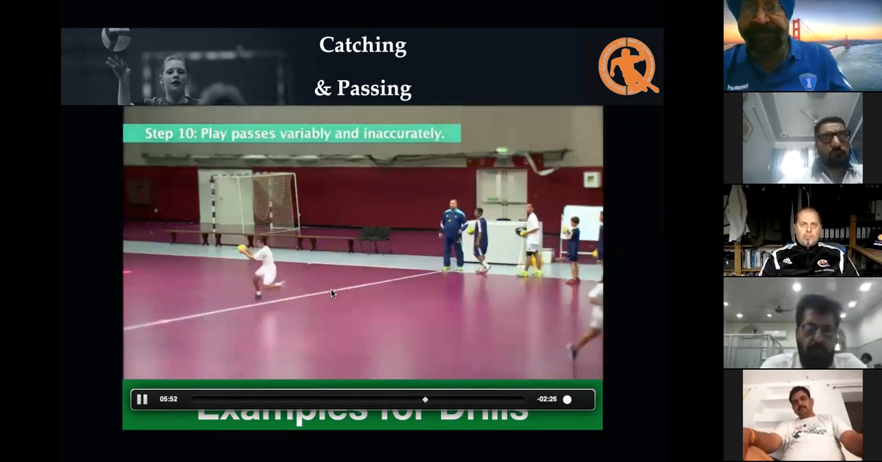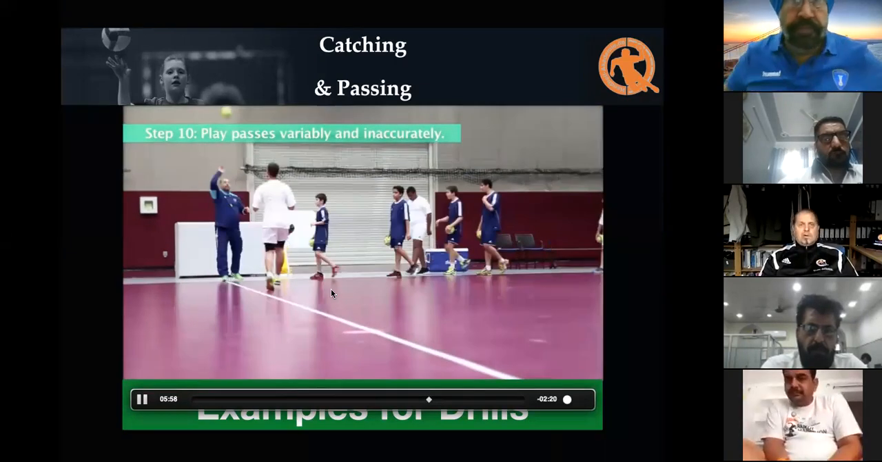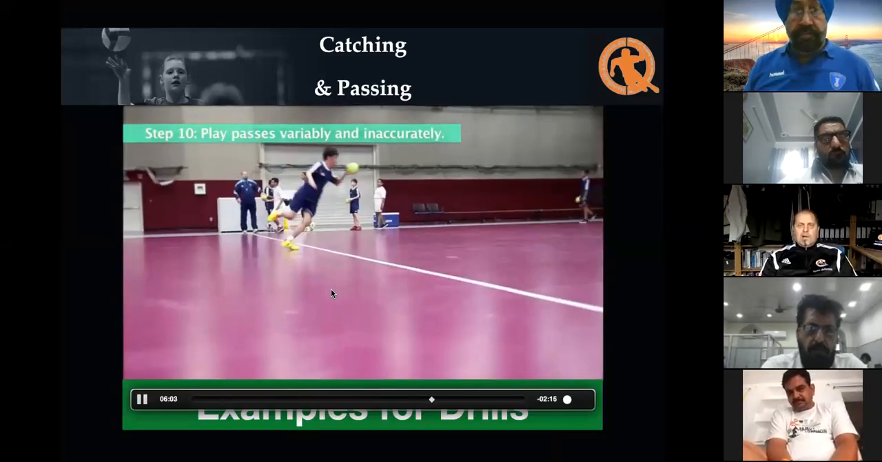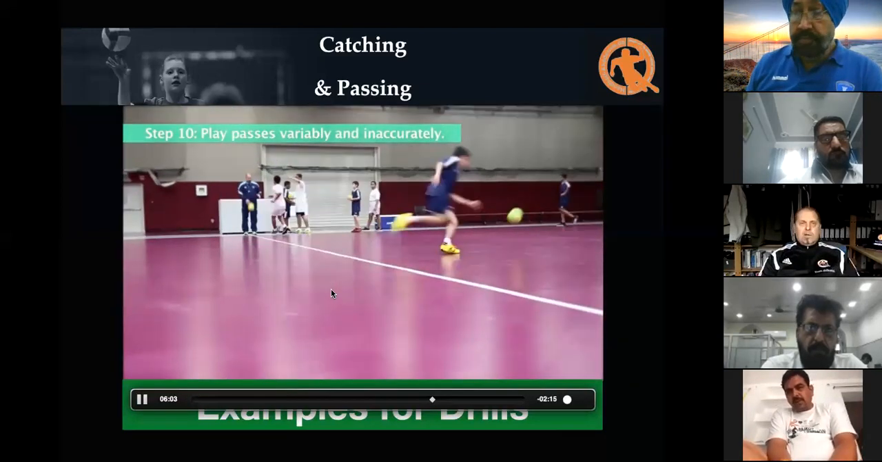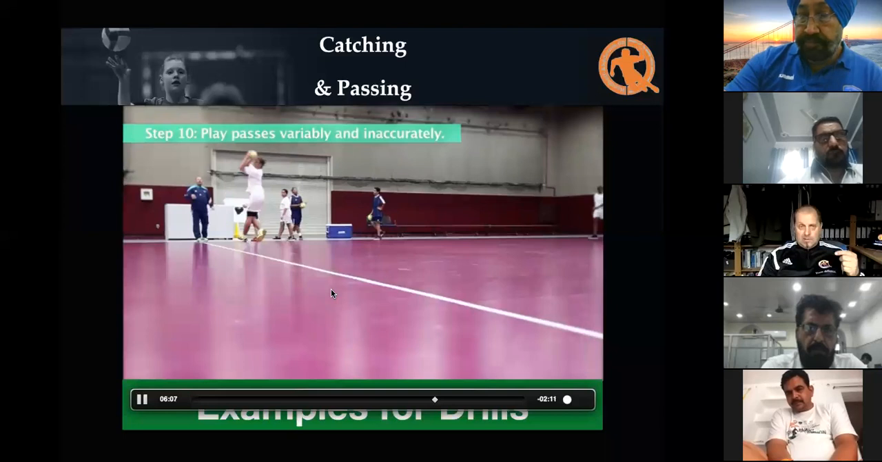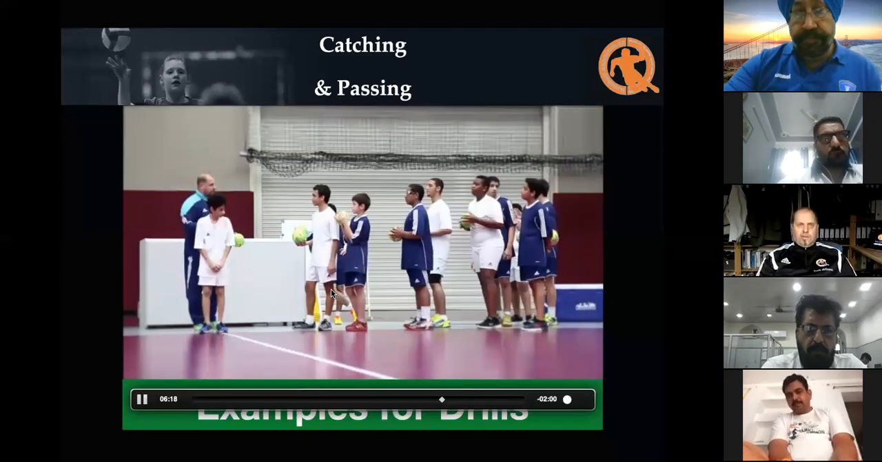So lots of variations, and for sure this is a very lovely drill for the coach because he can tease the players a little bit, but please always remember that there must be a good chance for them to catch the ball. If the pass is too bad, if the variation is too much, too demanding, they will fail.